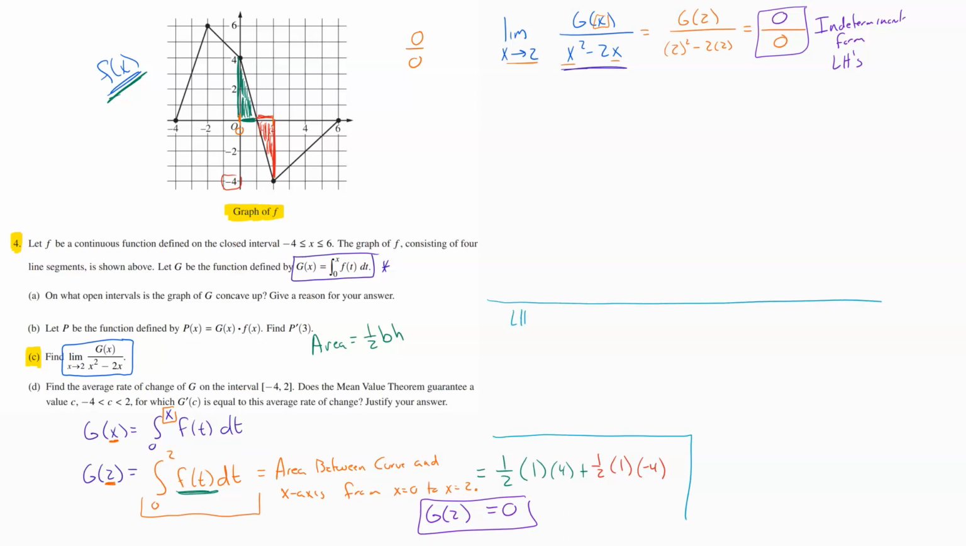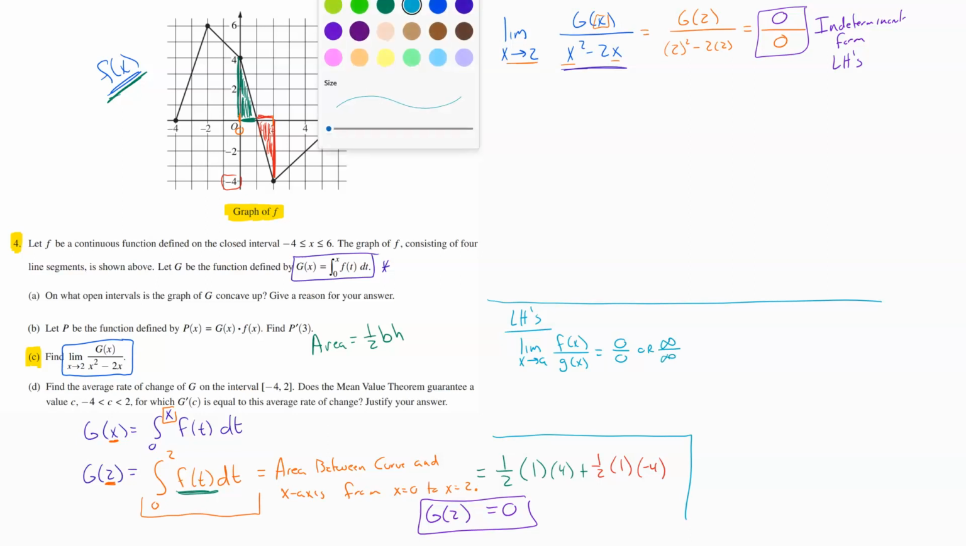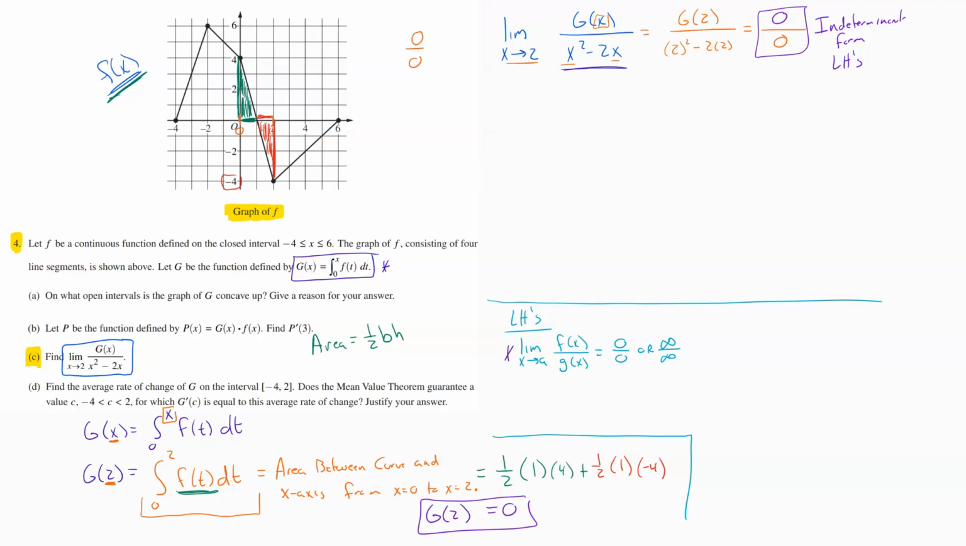Well, if we talk about L'Hopital's rule, I'm just writing it as shorthand, LHS, because you don't want to write that whole thing out. L'Hopital's rule says if I have the limit as x approaches some number of f of x divided by g of x, if I get 0 over 0 or infinity over infinity, I can now apply the rule. And the rule tells me that this limit is going to be equal to the same value as if I had the derivative of the top divided by the derivative of the bottom.